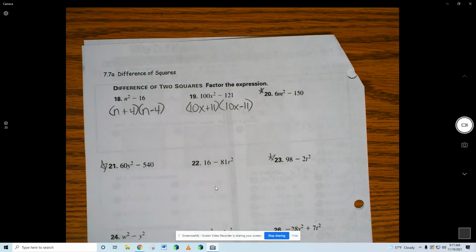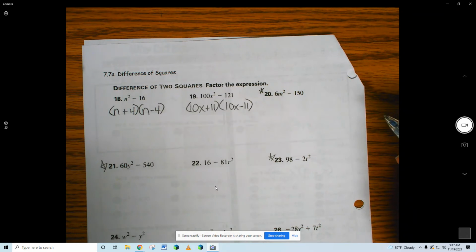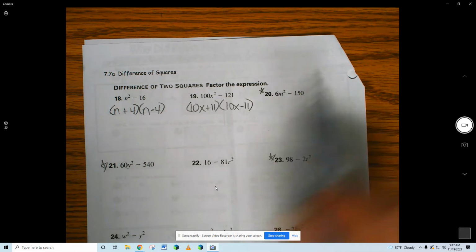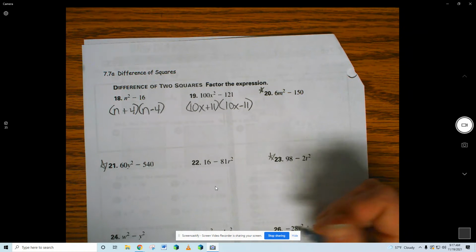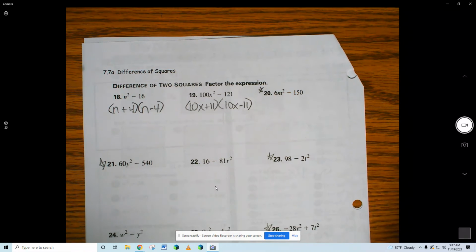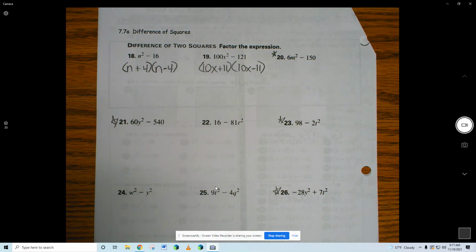So, actually, I think I need to skip some. So, I'm skipping 20, I'm skipping 21. They're not perfect squares, so I don't want to do it. I'm skipping 23 and I'm skipping 26. Yeah, you could cross them out. I want to do 22, 24, and 25. Yeah, 22, 24, 25.